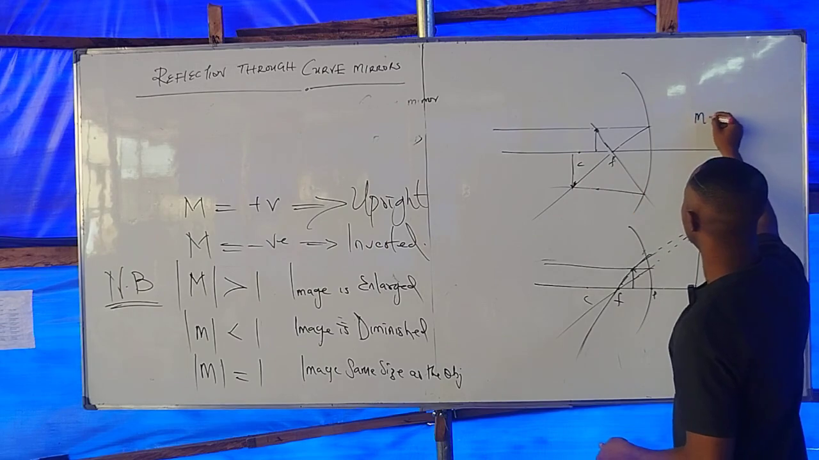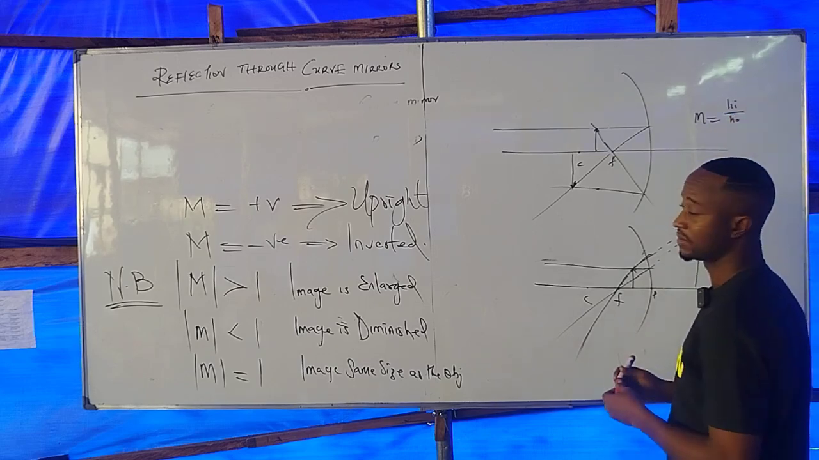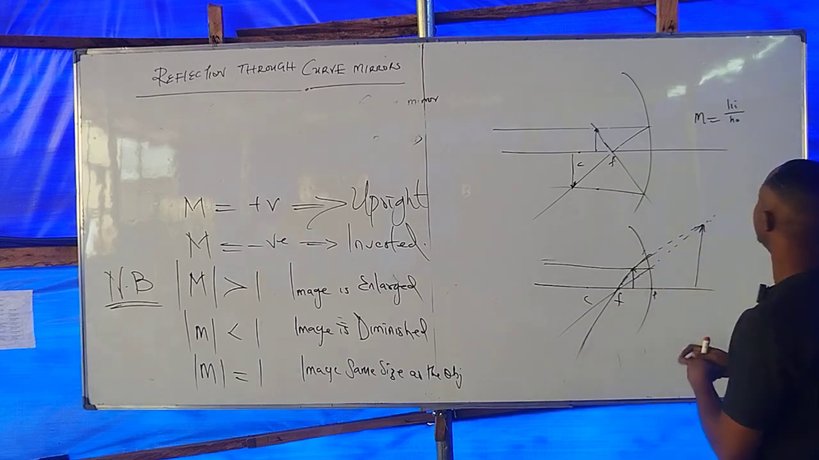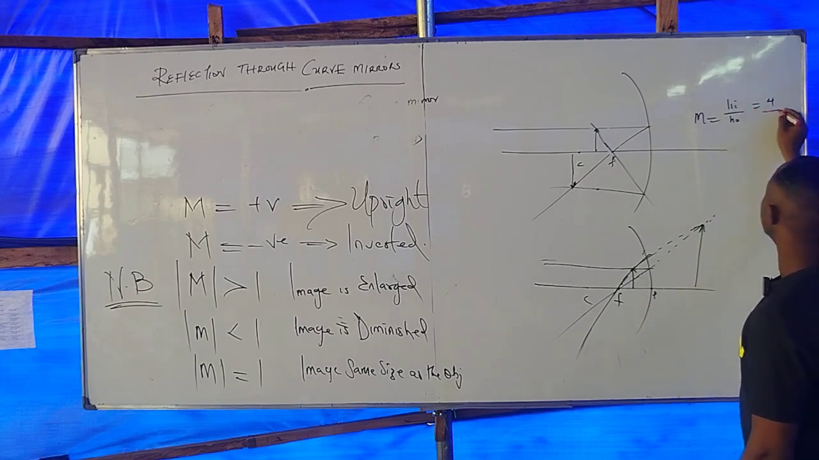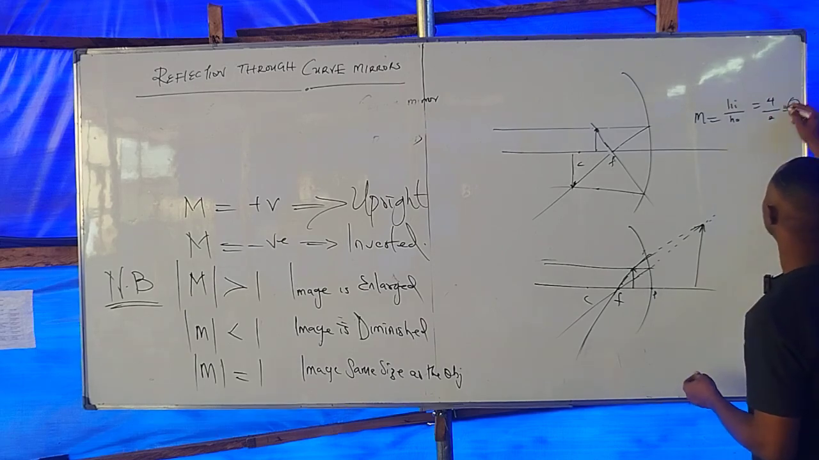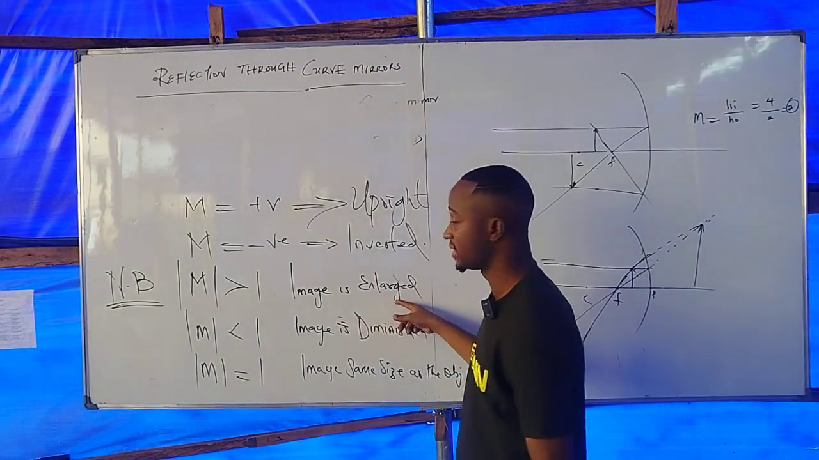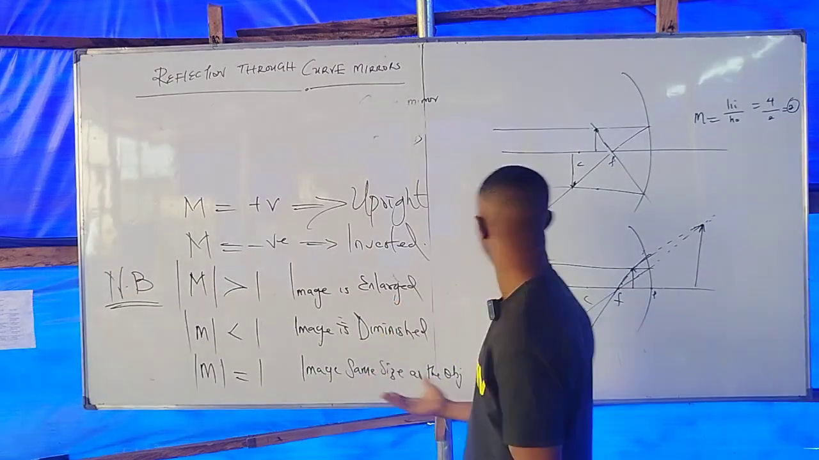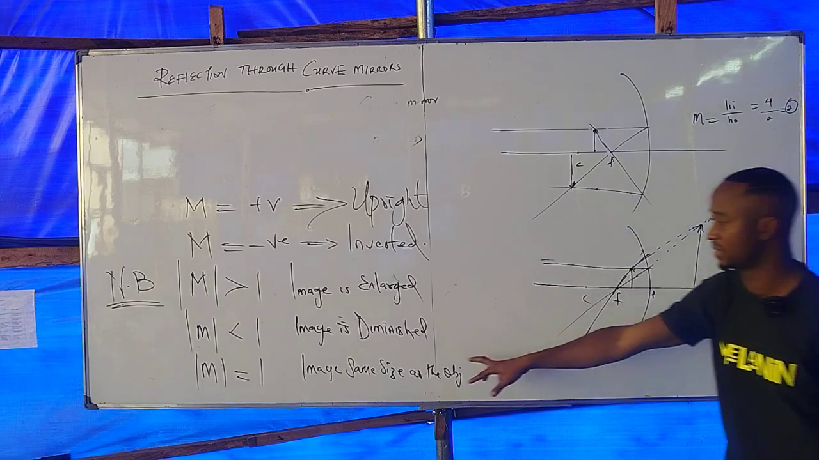If magnification, we say, is HI over HO. If the height of the image is 4 and the height of the object is, let's say, 2, what do we have here? We have 2. Is 2 greater than 1? If it's greater than 1, that means the image is enlarged. And it's true because the height of the image is more than the object. But if the reverse is the case, that means the image is diminished.